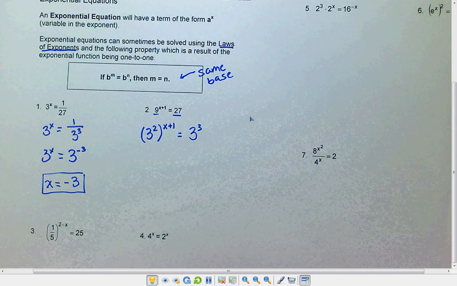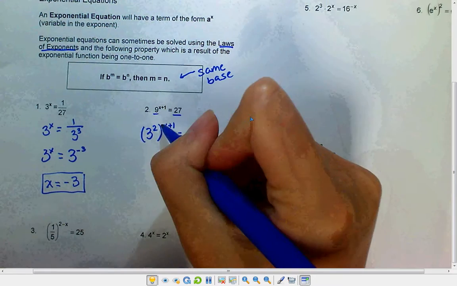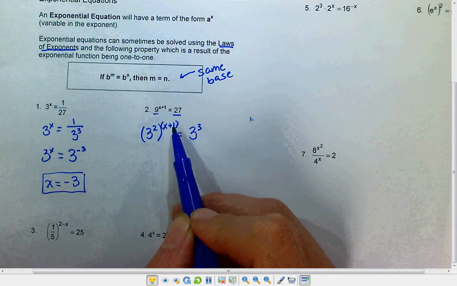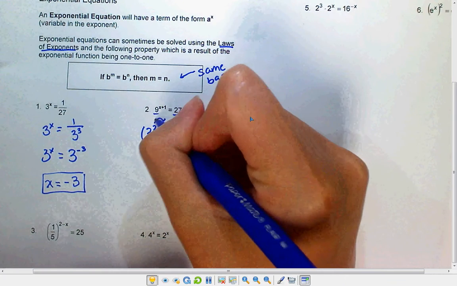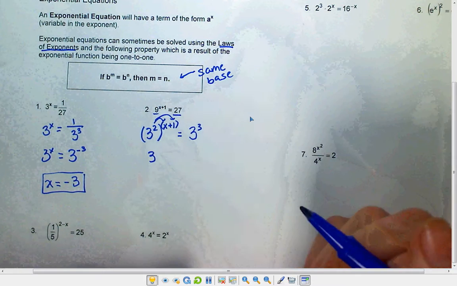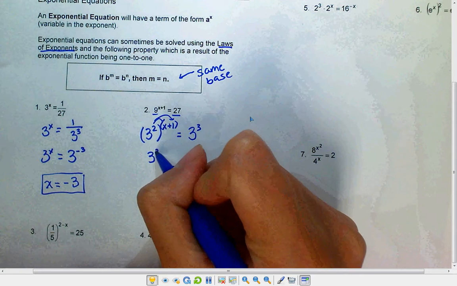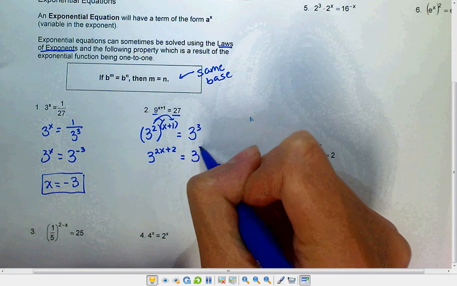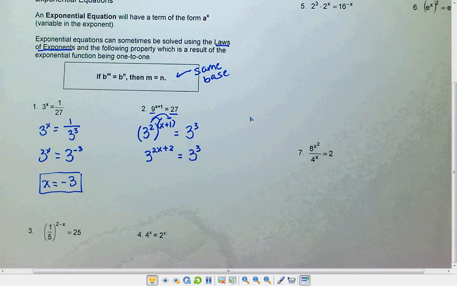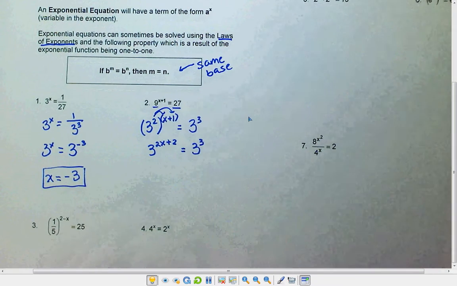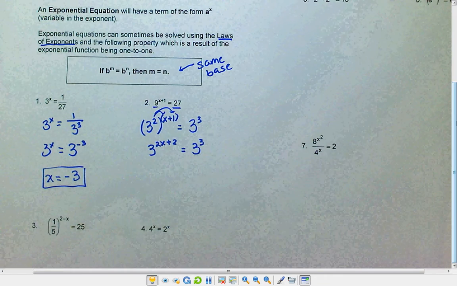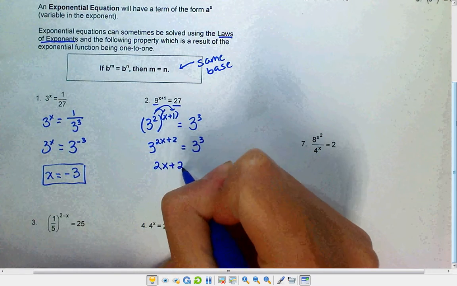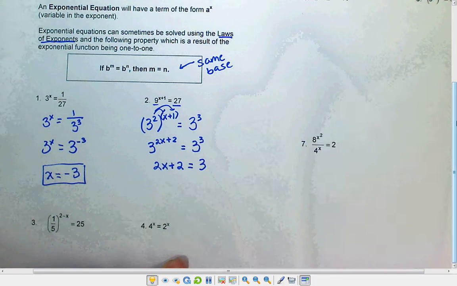Be careful when you're multiplying. You have to multiply 2 times both the x and the 1. So make sure that when you're multiplying here, you're actually distributing. This is 3 to the 2x plus 2. This is still 3 to the third. Now that we have two of the same base, we know that our exponents must be equal to each other. So now we're left with 2x plus 2 equals 3.